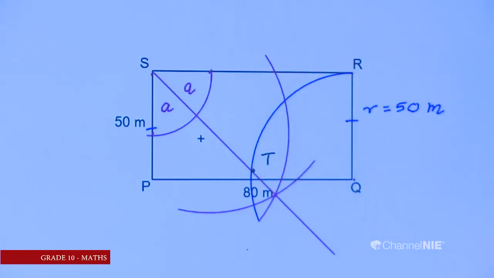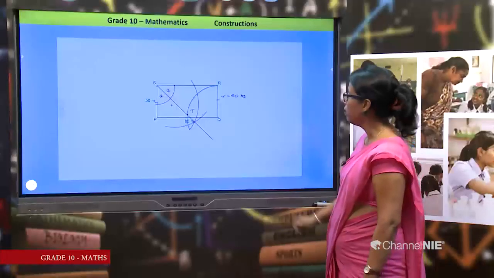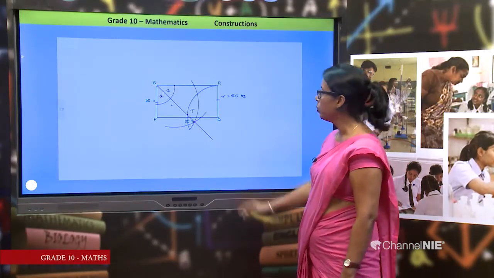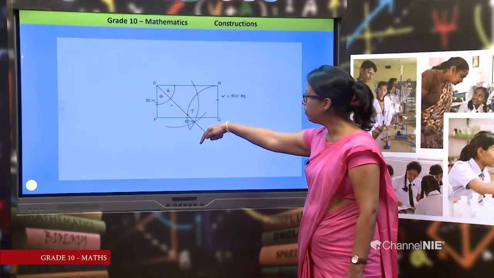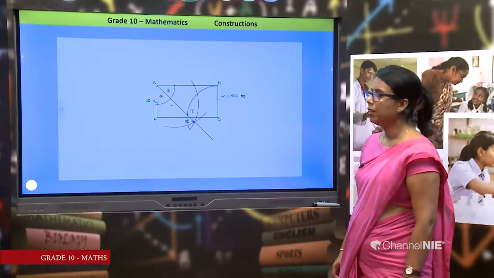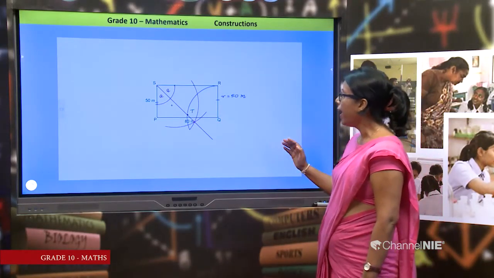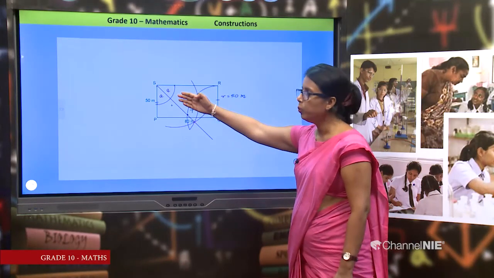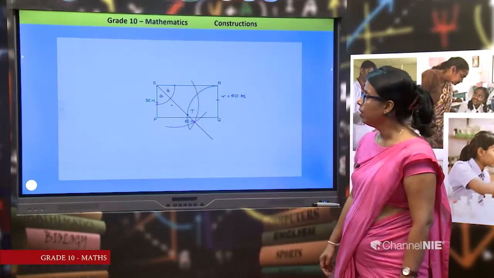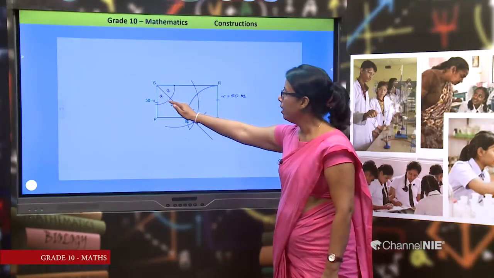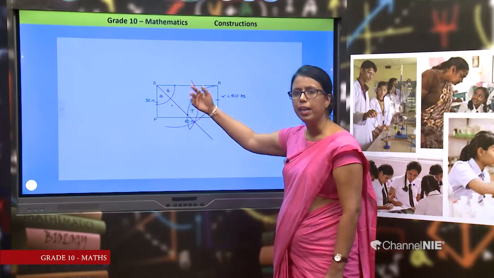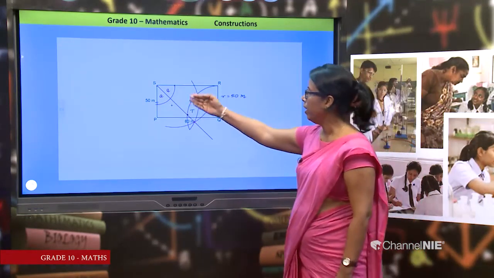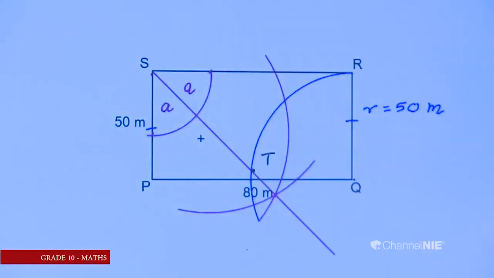PS is 50 meters. So, QR is also 50 meters. Remember to mark 50 meters. So, the radius of the whole circle or this arc is 50 meters. And next, the angle bisector. Without marking these equal symbols, how do I know that is an angle bisector? Remember to mark this A as well as this A, or you can mark any symbol. I have marked A A, you can mark any two symbols to show that these two angles are equal.